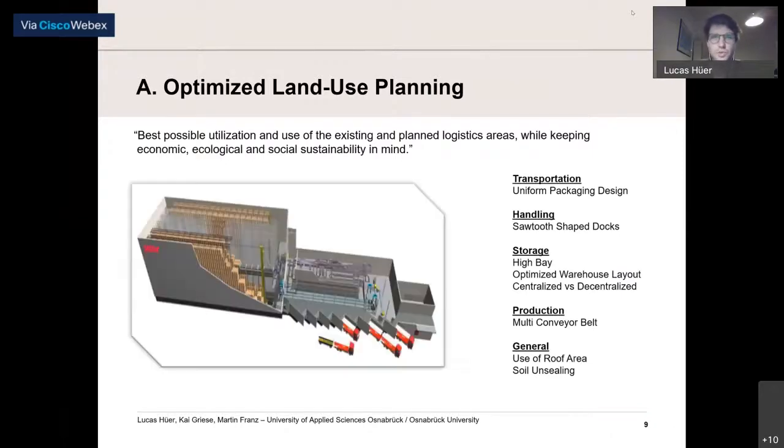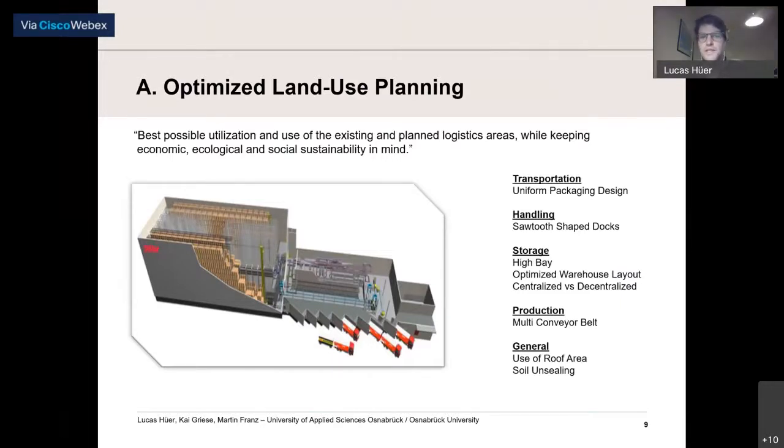And I want to show you one very good example on how planning can increase the optimization of land use. This is a warehouse that you can see in the picture. And on the left side, you can see that that is where the products are stored. And the storage is not only horizontally across the floor, but it's also vertically in a high bay so that most of the space is used as efficient as possible.